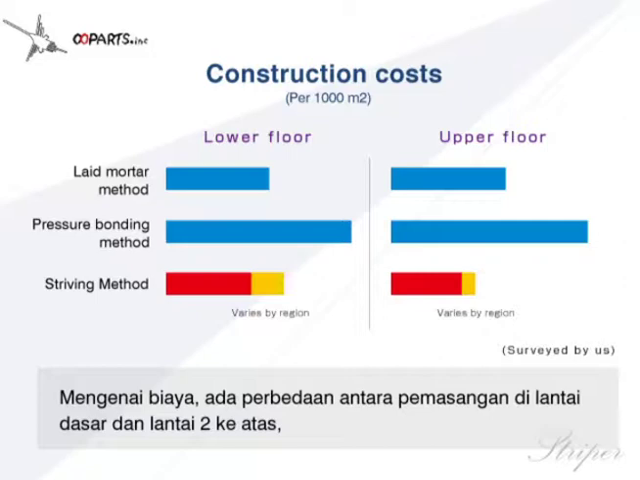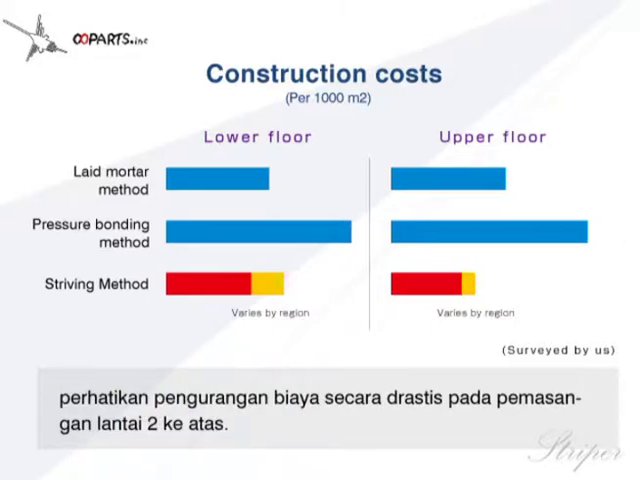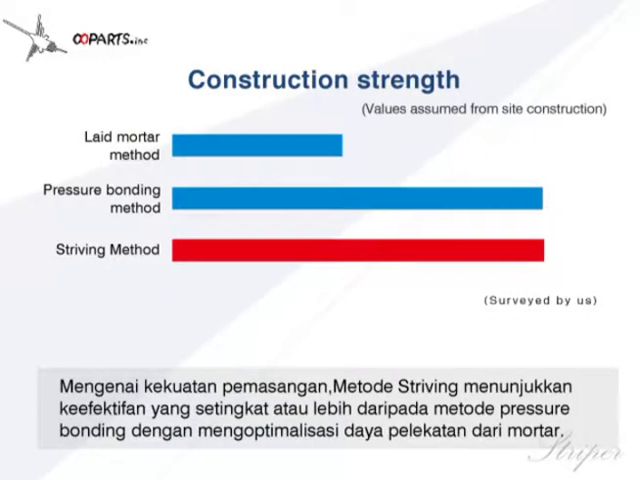Concerning cost, you can see that there's a difference between lower and upper story construction, but with the striving method, note the dramatic cost reduction for upper story construction. Regarding strength, the striving method utilizes the power of the bonding agent in the mortar, leading to results which are similar to, if not better than, the results of the pressure bonding method.